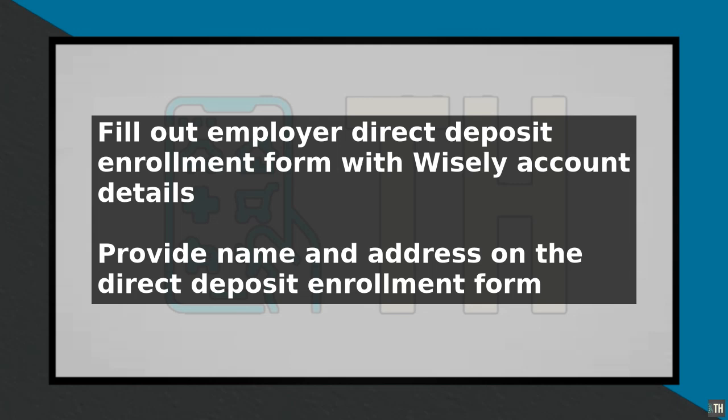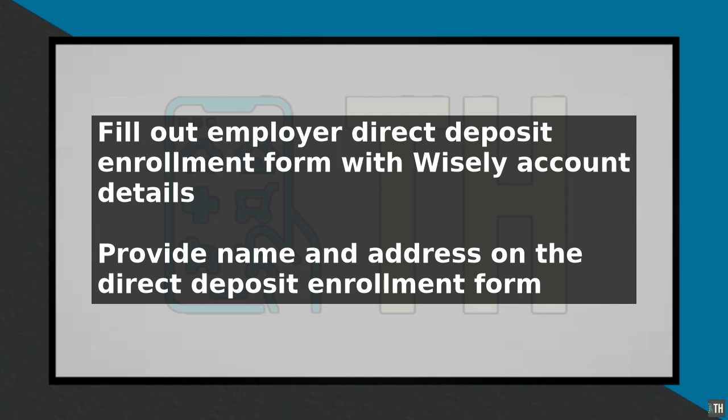Next, fill out your employer's direct deposit enrollment form, which can usually be found on their website or by contacting their Human Resources Department. On this form, you will need to provide your Wisely account and routing numbers, as well as your name and address.